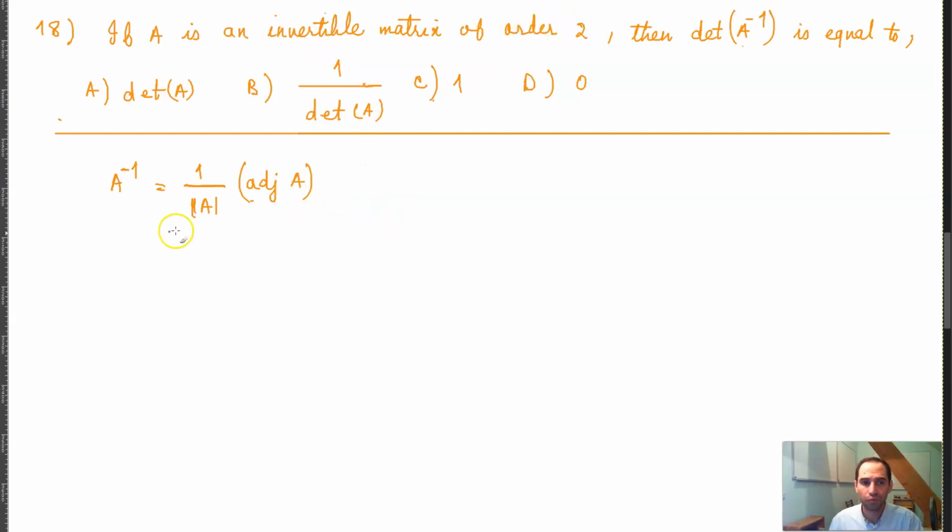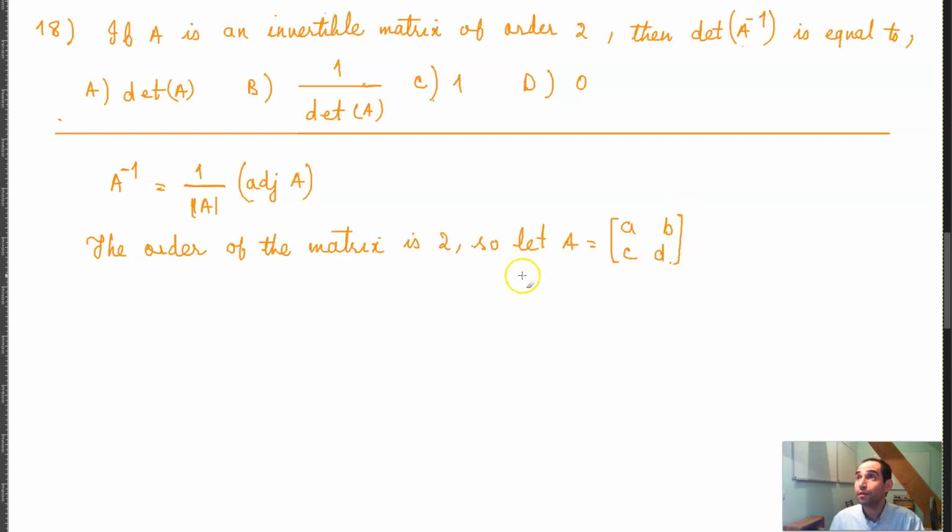So here the order is 2, so basically you can say that the order of the matrix is 2. Hence, let A be equal to, for example, [a b; c d]. Therefore, the determinant of A is equal to AD minus BC. And the adjoint of A is equal to this matrix.